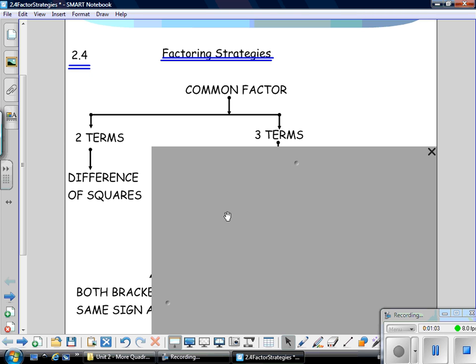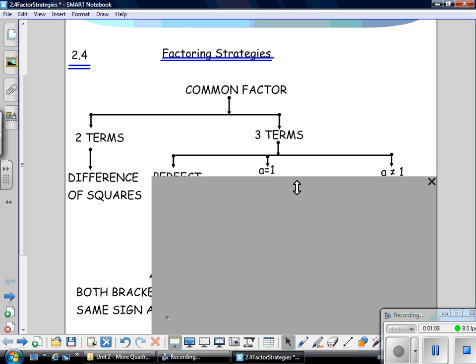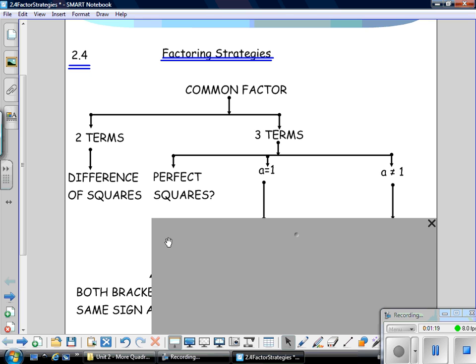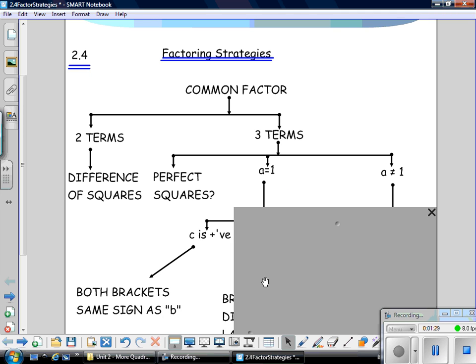If I don't have two terms and I have three terms, the next thing I check for is, is it perfect? Or is a equals 1? Or does a not equal 1? Obviously, I'm hoping that it's perfect because then I can deal with that with both brackets being identical. If a equals 1, then I'm left with something else.